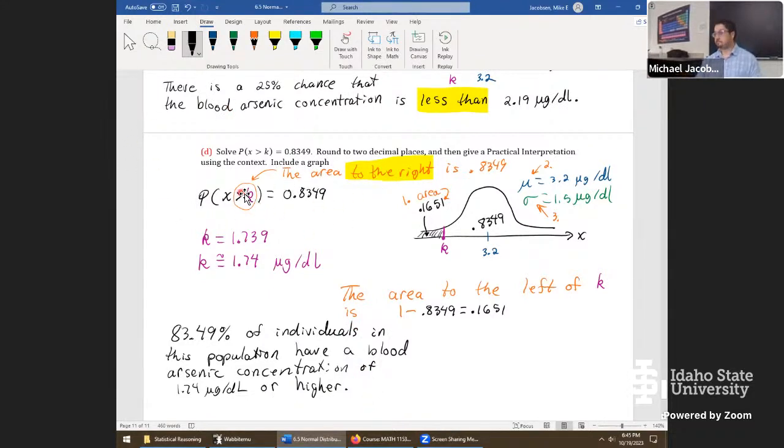Yeah, go ahead. So I guess the way that it's written out there is kind of confusing because it doesn't have the equal sign under the greater than sign.